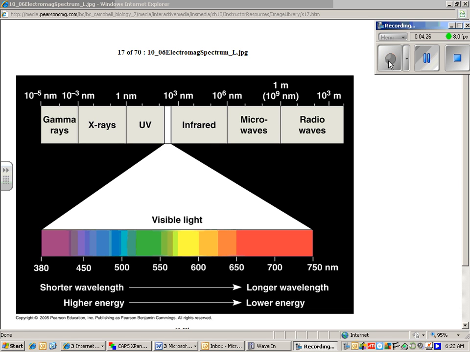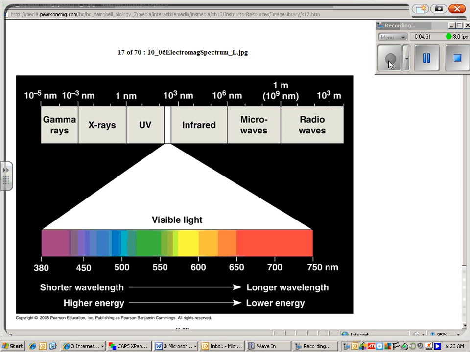A quick review of light. Remember that light is part of what we call the electromagnetic spectrum of waves. It goes from gamma rays up to radio waves. Light that is visible to humans is in this part of the spectrum, when the waves go from 380 nanometers to 750 nanometers. That's not really that important, although you should know that if you use a prism, you can break light up into its wavelengths.